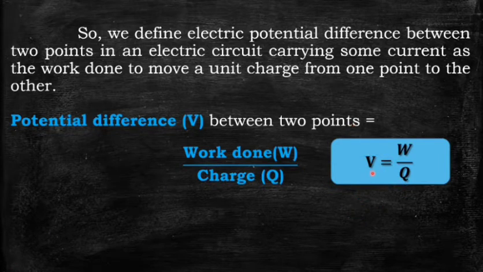So it can be written as V. V is nothing but the potential difference, which is equal to W, work done, divided by the charge Q. That is V is equal to W by Q. It is an important formula to find out the potential difference. You have to write down all those things.